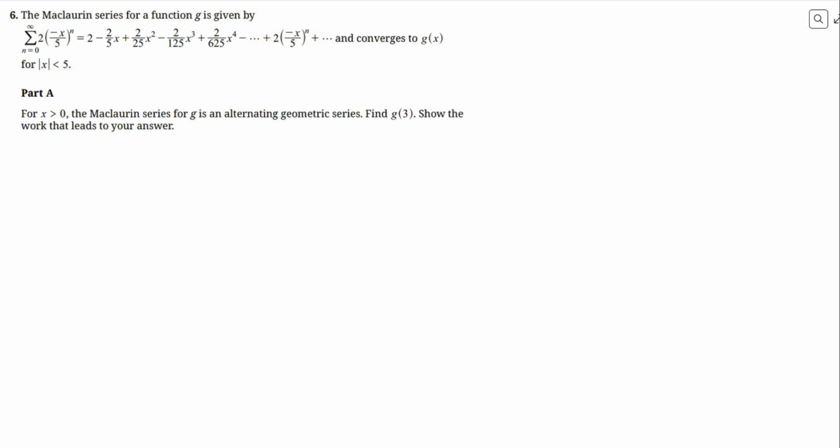As you guys may recall, we can use a formula to find the value of an alternating geometric series at a certain point. So that formula is a1, which is the first term, divided by 1 minus r, where r is the ratio. Now let's rewrite g. It can be rewritten as such, plugging in 3 for x. Now we can see that r here equals negative 3 over 5.